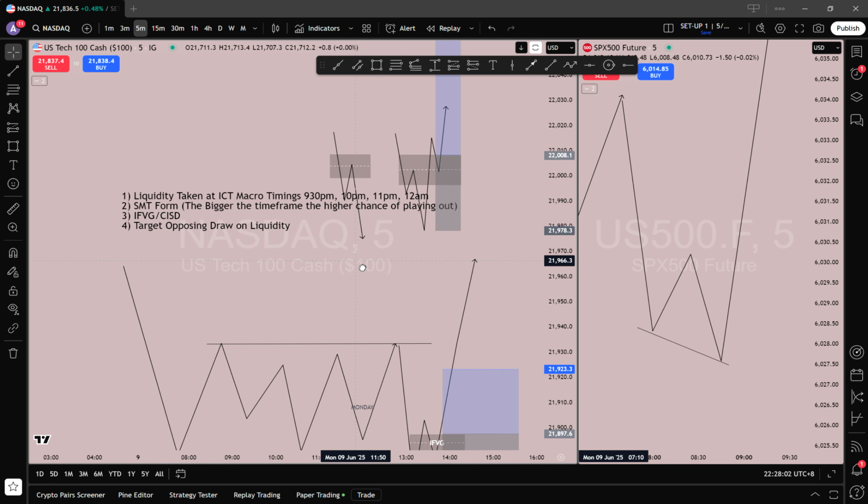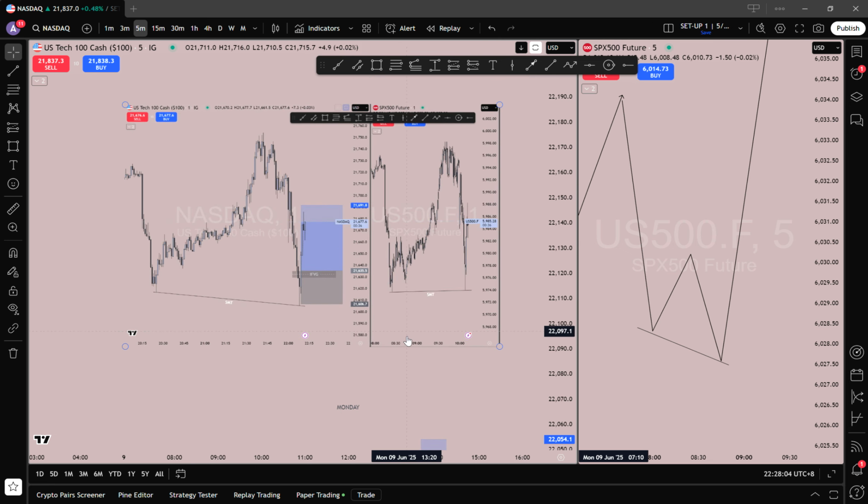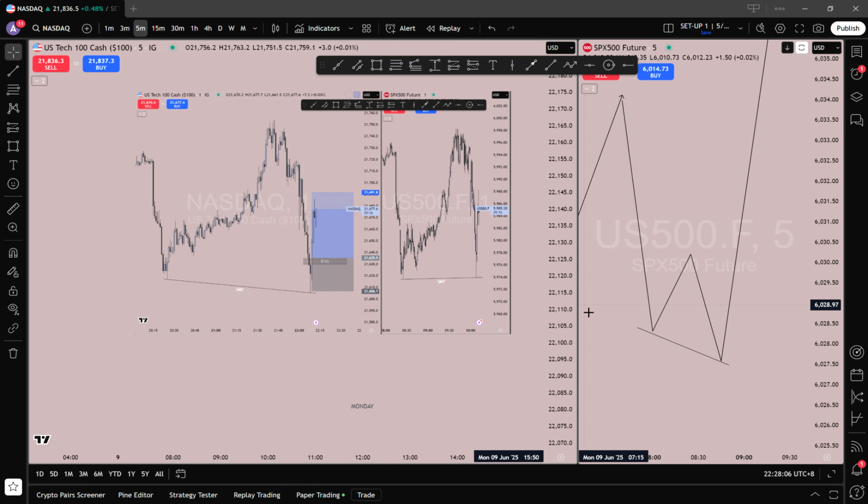So I'm going to show you some examples of different trades. So here we can see liquidity being taken out over here. Wait, let me draw.